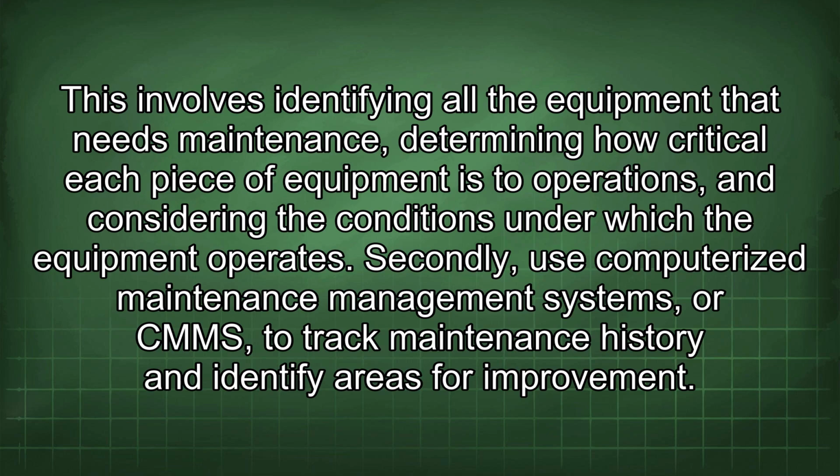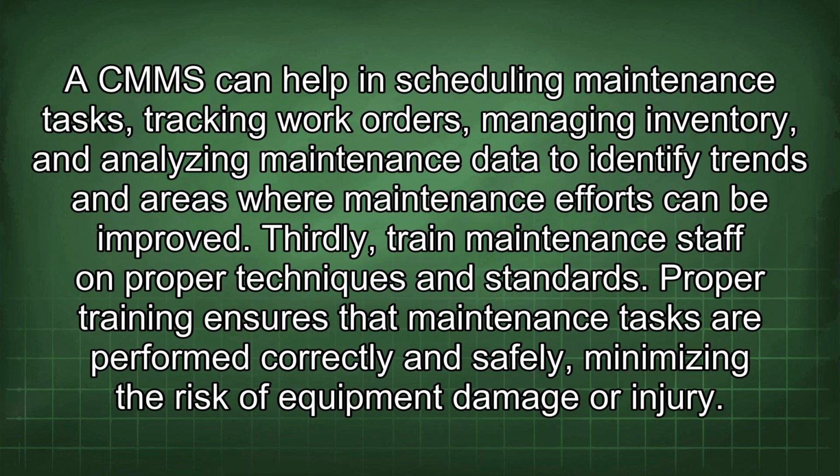Secondly, use computerized maintenance management systems, or CMMS, to track maintenance history and identify areas for improvement. A CMMS can help in scheduling maintenance tasks, tracking work orders, managing inventory, and analyzing maintenance data to identify trends and areas where maintenance efforts can be improved.